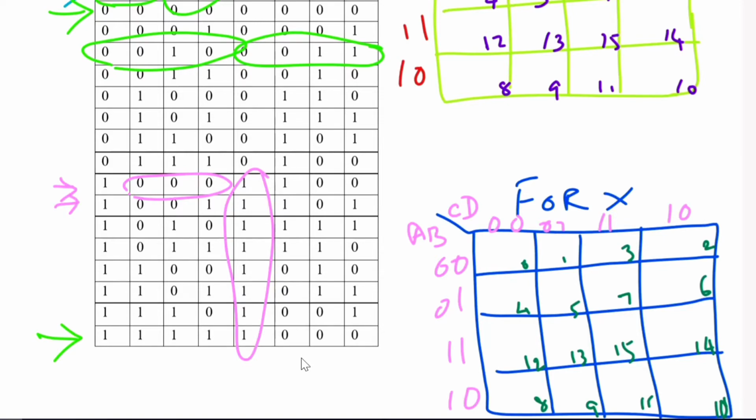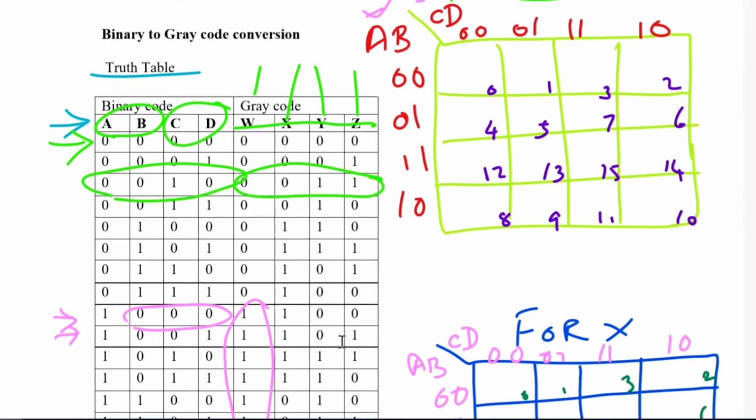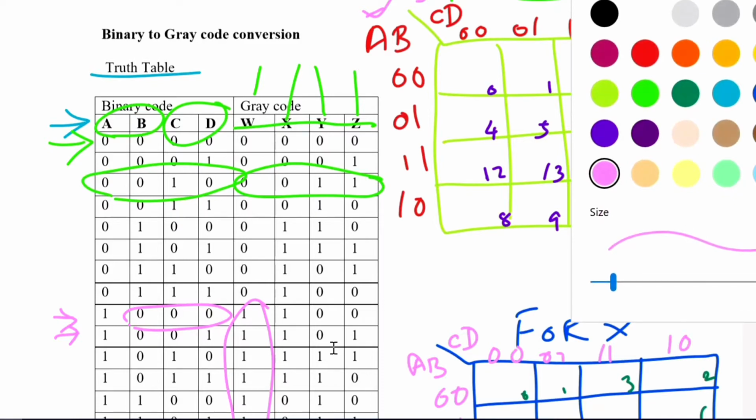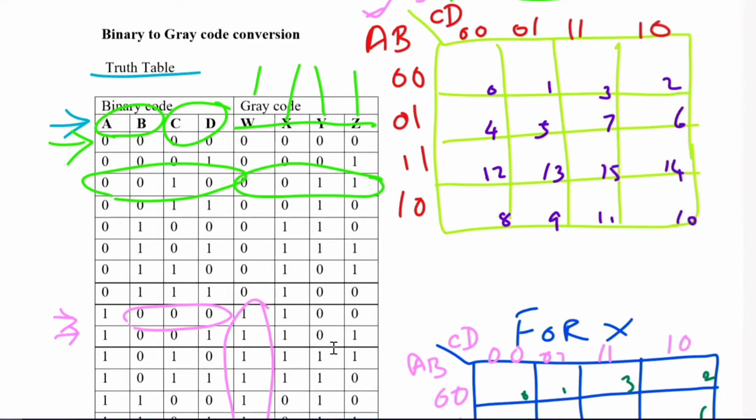Then A, all A high. Then consequently we have different combinations. Like that you have to fill up a K-map. See for here we have 1, 1, 1, 1, 1, 1, 1, 1.